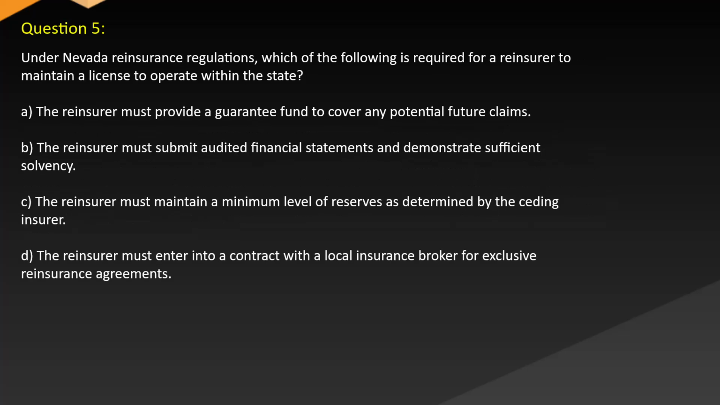Question 5. Under Nevada reinsurance regulations, which of the following is required for a reinsurer to maintain a license to operate within the state? A. The reinsurer must provide a guarantee fund to cover any potential future claims. B. The reinsurer must submit audited financial statements and demonstrate sufficient solvency. C. The reinsurer must maintain a minimum level of reserves as determined by the ceding insurer. D. The reinsurer must enter into a contract with a local insurance broker for exclusive reinsurance agreements.